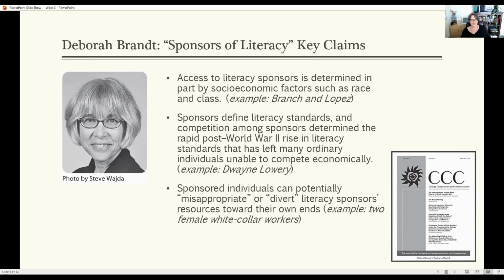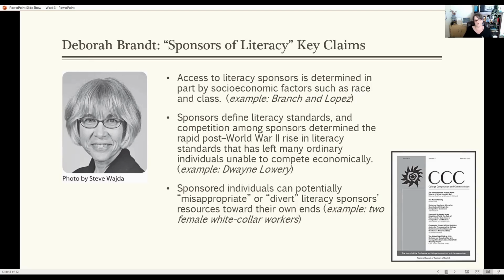Some of the key claims that she makes in this article is that access to literacy sponsors is determined in part by your socioeconomic factors such as race and class. And she gives us the examples of Brandt and Lopez, two different people who come from different backgrounds, and their experiences.